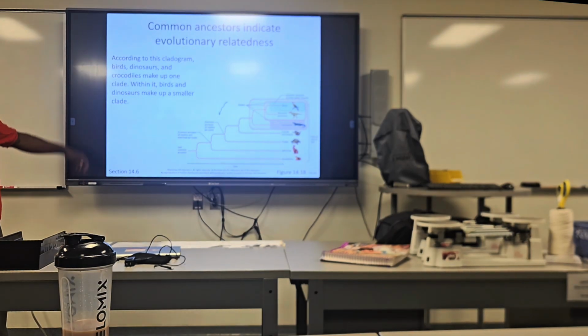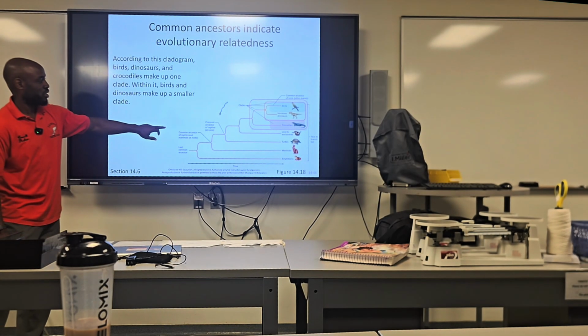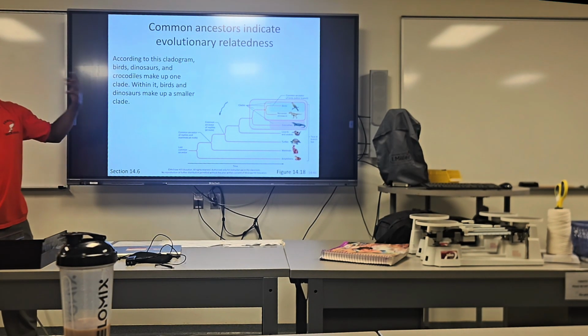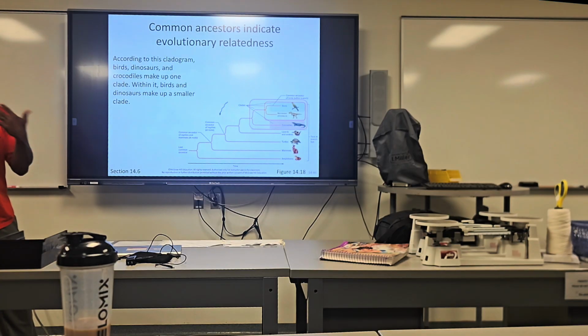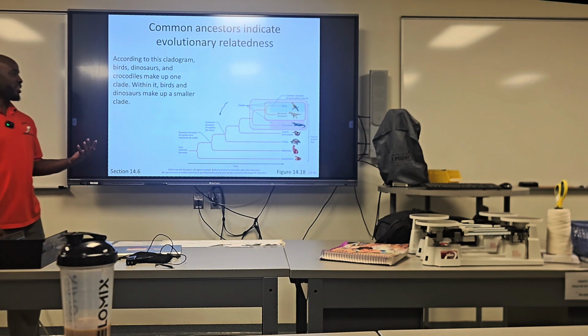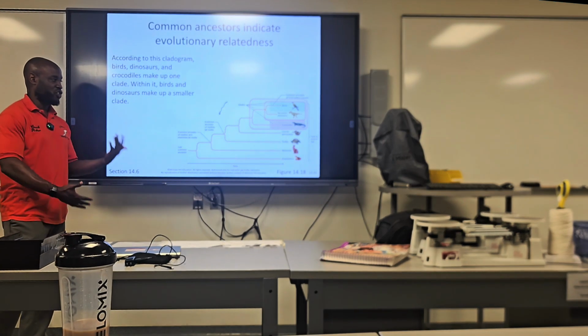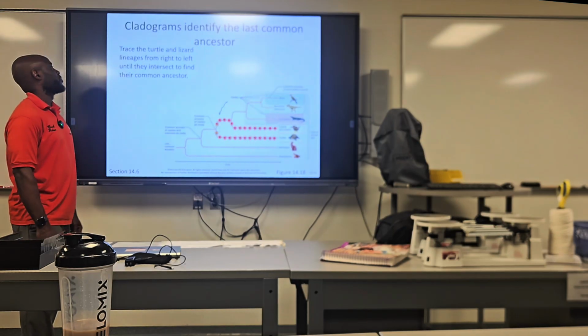According to this cladogram, the birds, dinosaurs, and crocodiles make up one clade. Within it, birds and dinosaurs make up a smaller clade. All right, so trying to figure out what are the commonalities. How did these different species evolve over time?